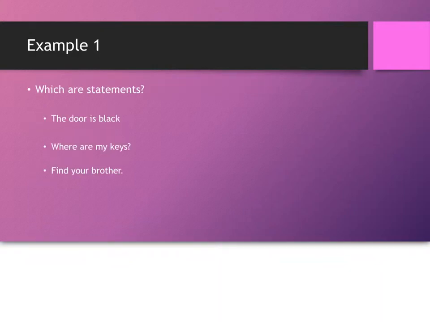So here are some statements. The first one says the door is black. Is that a statement or is that not a statement? It should be pretty clear that no matter what door I'm talking about, it is either true or false. It's black or it's not. So this first one, the door is black, is a statement.